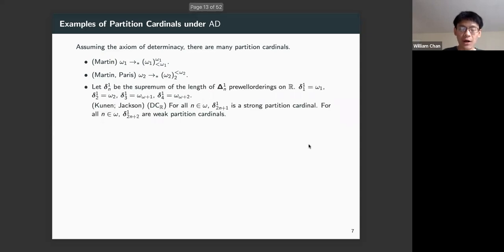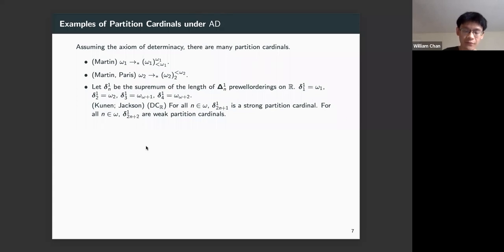So let delta 1 n be the supremum of the delta 1 n prewellorderings on R. For us, we just need to know the value of a couple of these. So delta 1,1 is omega 1, delta 1,2 is omega 2, delta 1,3 is omega sub omega plus 1, and delta 1,4 is omega sub omega plus 2. And note that since delta 1,3 is omega sub omega plus 1, this hints at how exactly we're going to try to answer that ultrapower question, right? We're going to ultimately code the ultrapower in a sufficiently simple way.